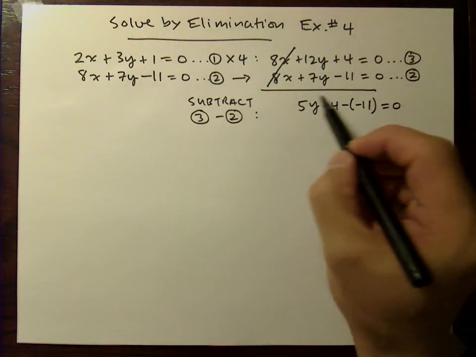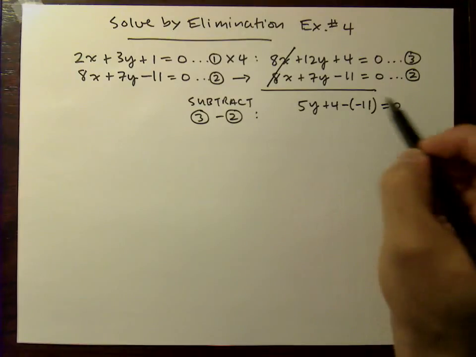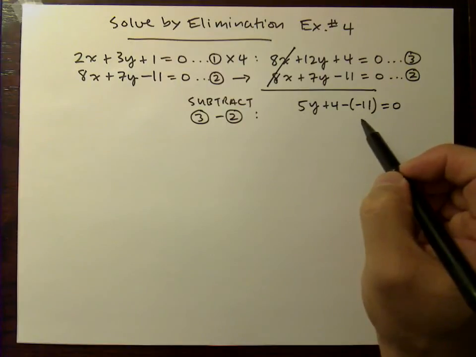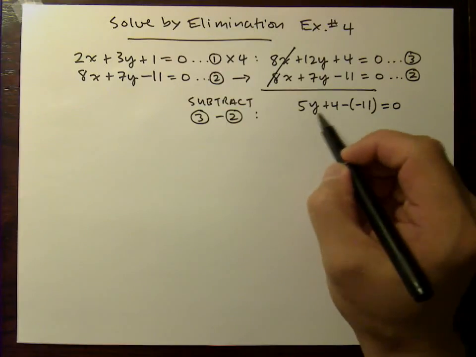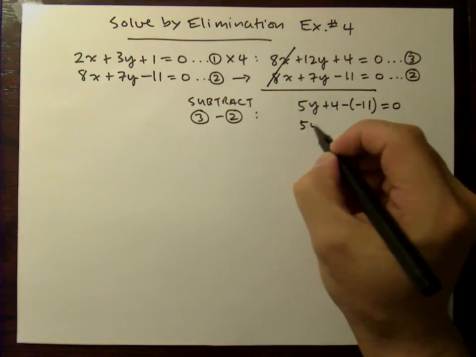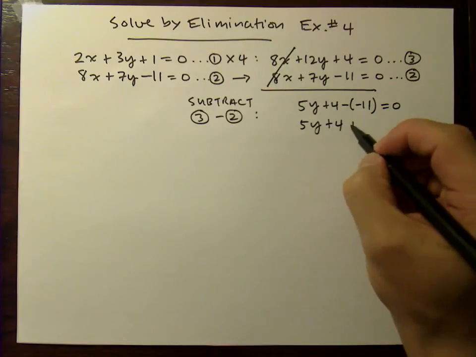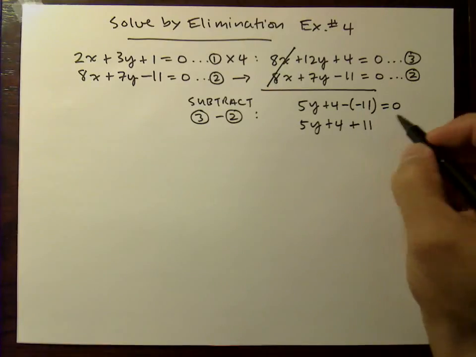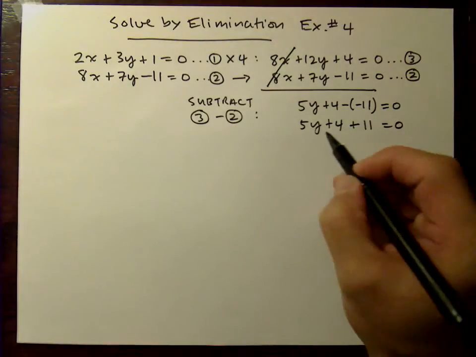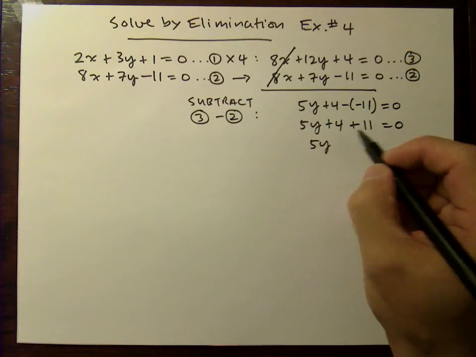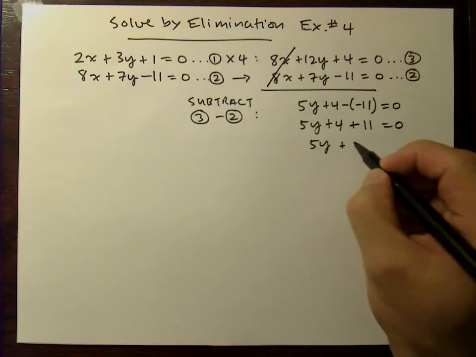Now, let's take a look at this equation. This equation does not have an x variable because the x variable has been eliminated. So let's solve for y by simplifying the equation first. Minus a negative becomes a plus 11, and collecting the constant-like terms, plus 4 plus 11 becomes plus 15.